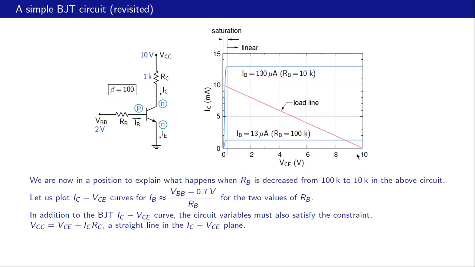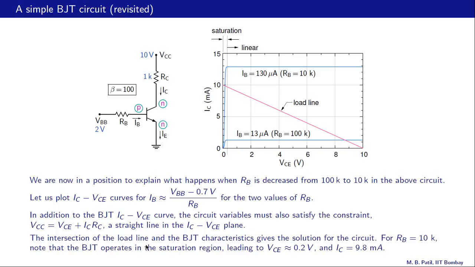Its x-intercept is 10 volts, and that is obtained by putting IC equal to 0. If IC is 0, then VCE is the same as VCC, which is 10 volts, and its y-intercept is 10 milliamps. And if we put VCE equal to 0 now, we get IC equal to VCC by RC. VCC is 10 volts, RC is 1K, so that is 10 milliamps. So that is the graph of this constraint, which is imposed by RC.